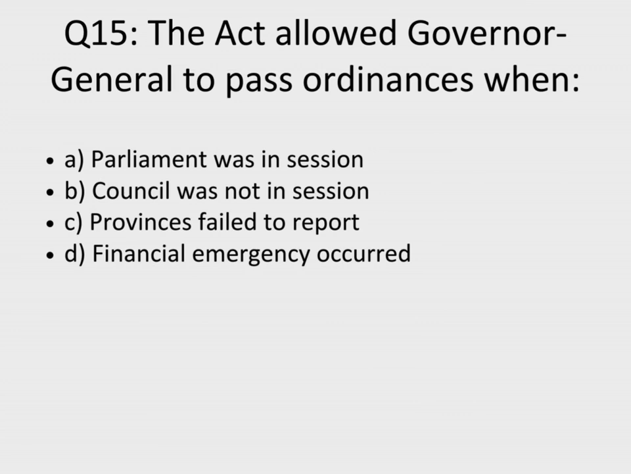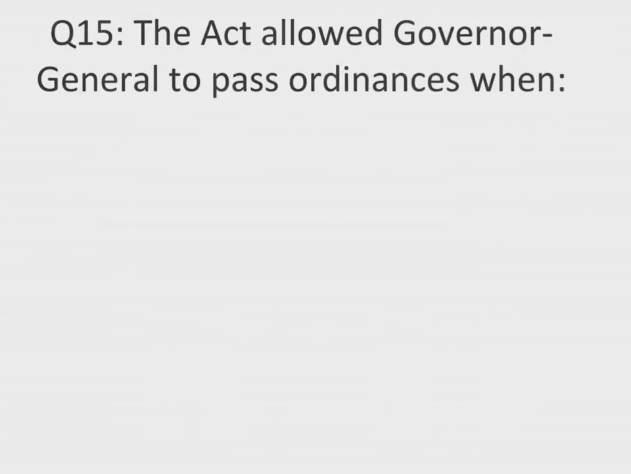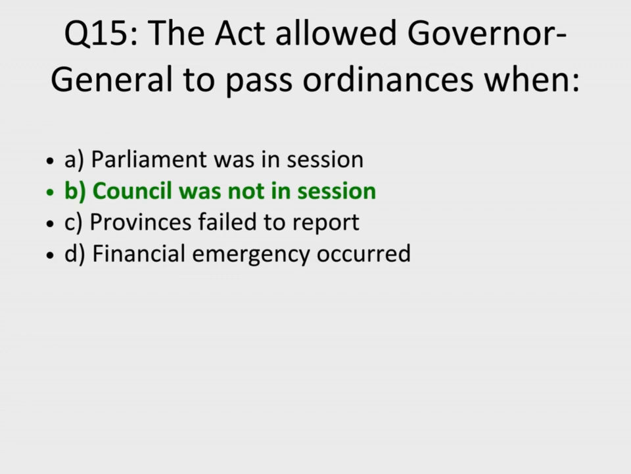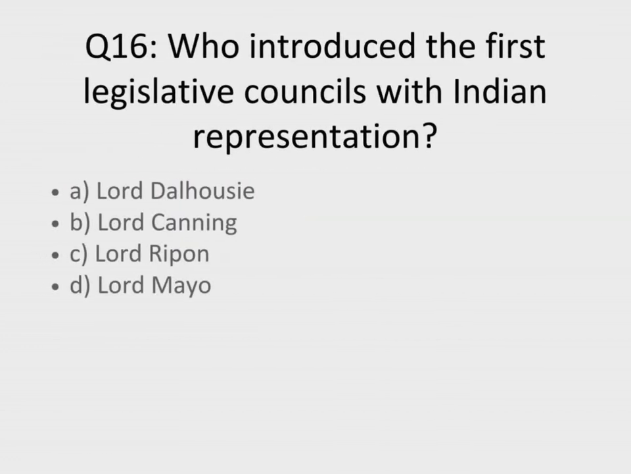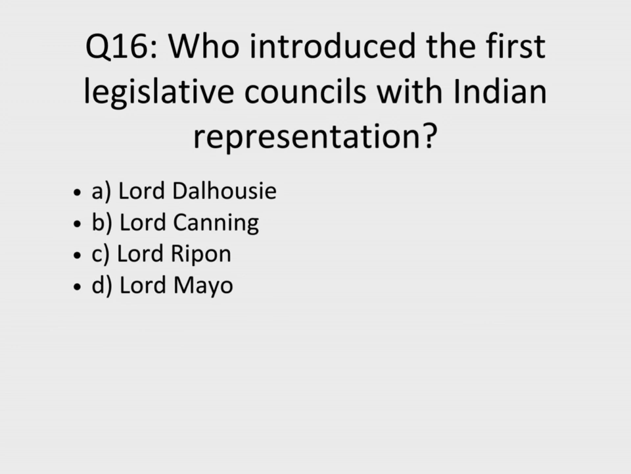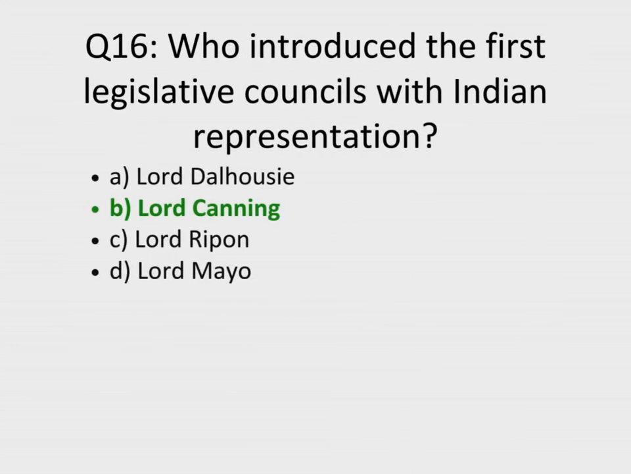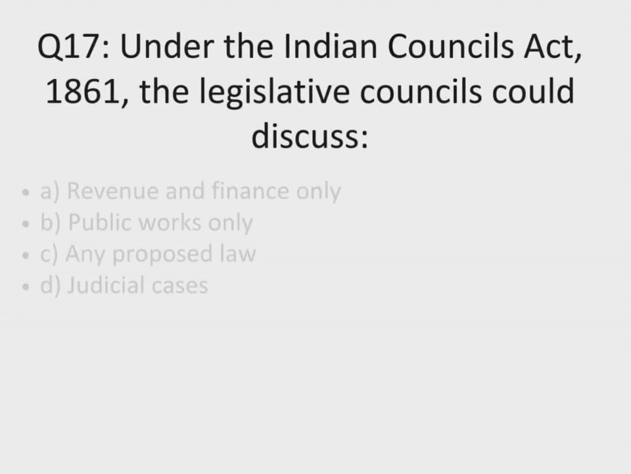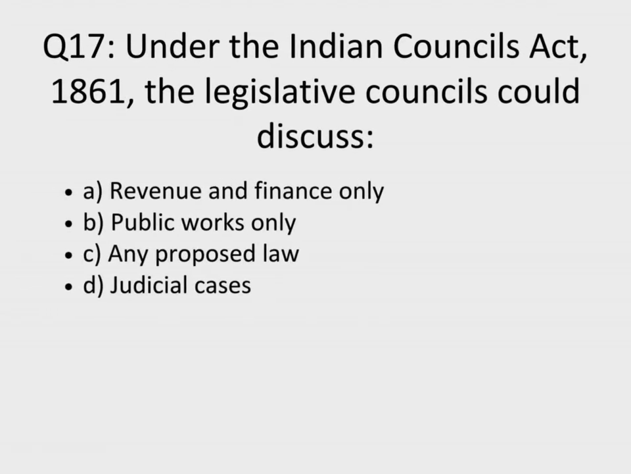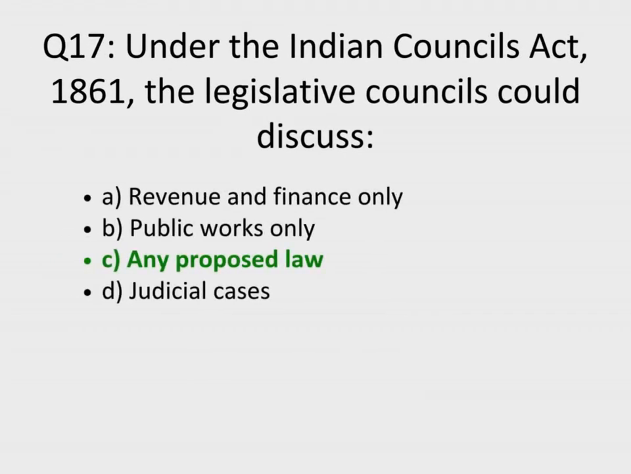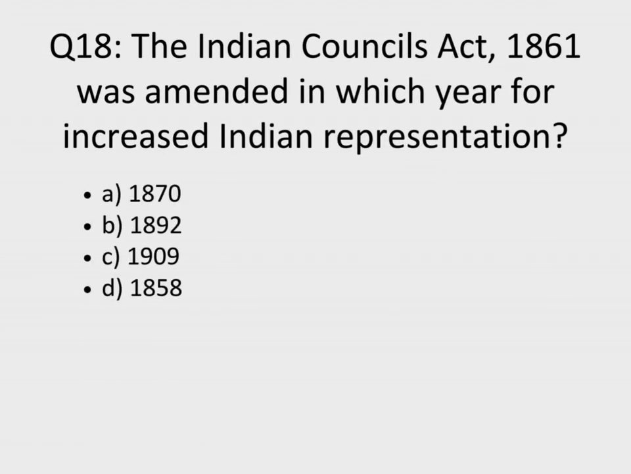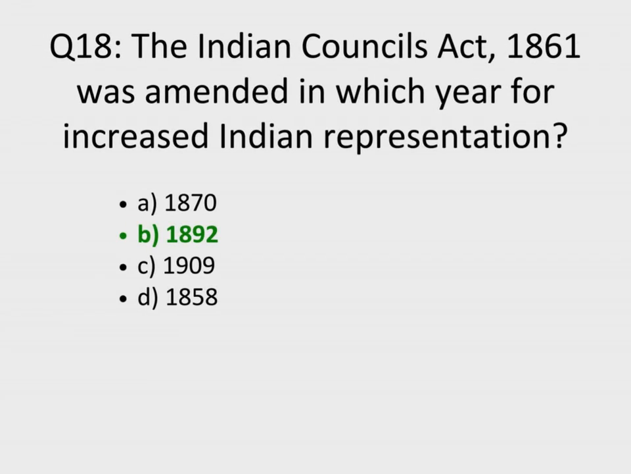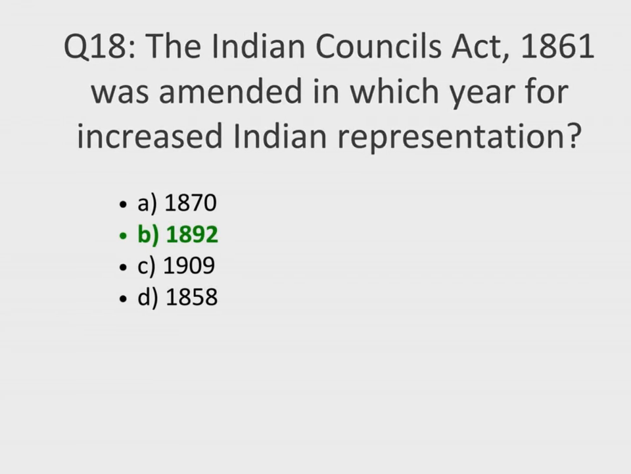15. The Act allowed Governor-General to pass ordinances when. Correct answer, B. Council was not in session. 16. Who introduced the first legislative councils with Indian representation? Correct answer, B. Lord Canning. 17. Under the Indian Councils Act, 1861, the legislative councils could discuss. Correct answer, C. Any proposed law. 18. The Indian Councils Act, 1861 was amended in which year for increased Indian representation? Correct answer, B. 1892.